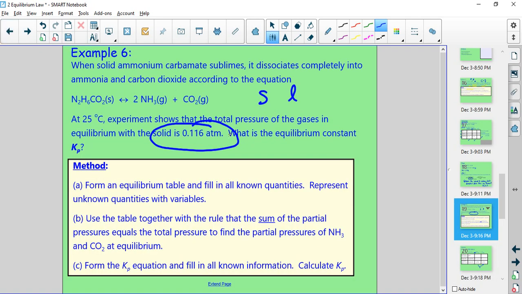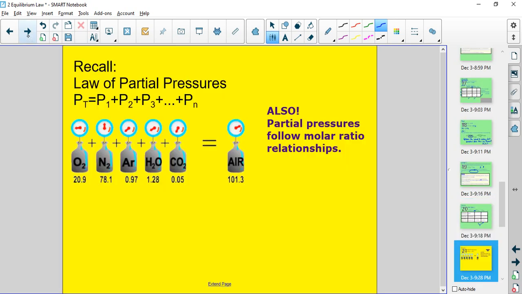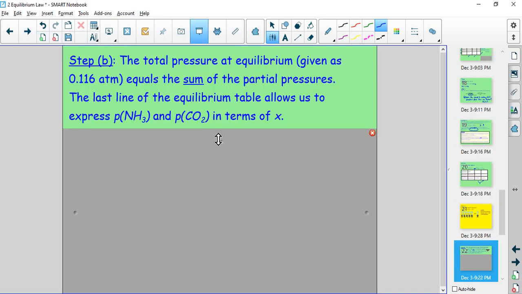It says that the total pressure of these gases at equilibrium is 0.116 atmospheres. So again, this is just Dalton's law of partial pressures, the individual partial pressures of gases. Add them all up, they give you the total pressure. Okay, so let's do that.